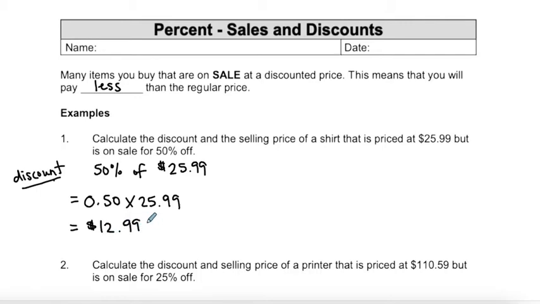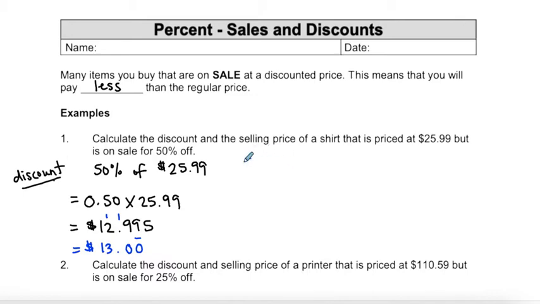Because it's 12.995, but remember I can only keep 2 decimal places when I'm dealing with money, so that 5 will bump this 9 up to a 10. So I carry that 1, and this is 10, so I carry that 1, and so I am left with $13. So the discount is $13.